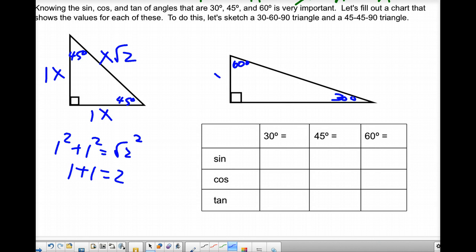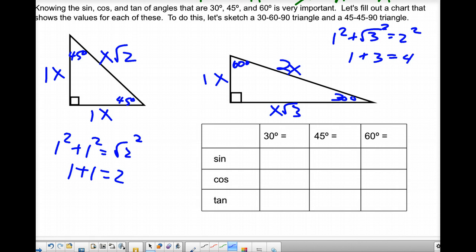Over here, short side's x, hypotenuse is 2x, and down here it's x root 3. Again, to show that works, 1 squared plus square root 3 squared equals 2 squared. You have 1 plus 3 equals 4. So you can always make sure you've got them right by running it through the Pythagorean theorem in case you were a little confused or not quite sure if it was square root 3 or square root 2.